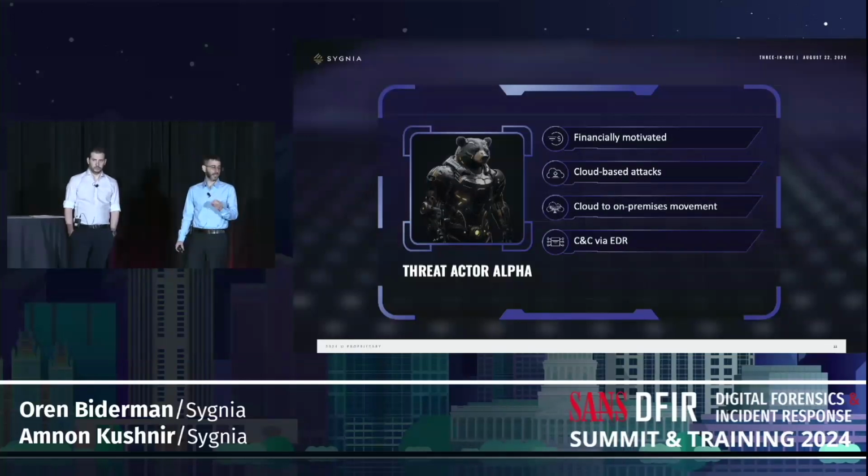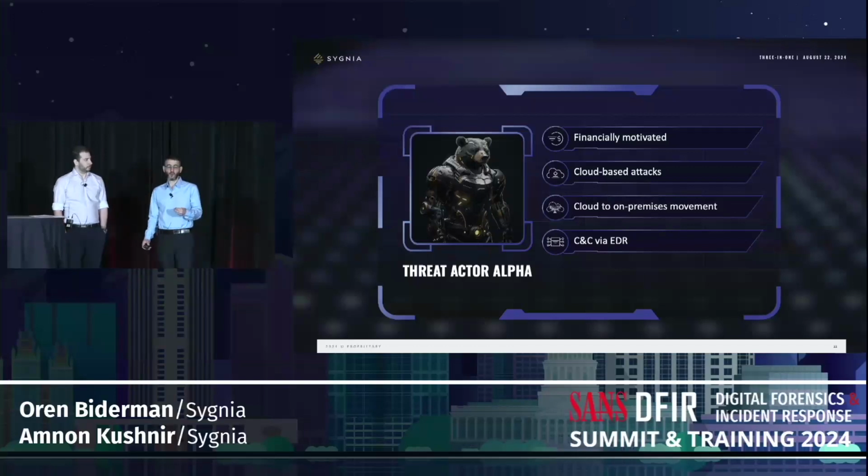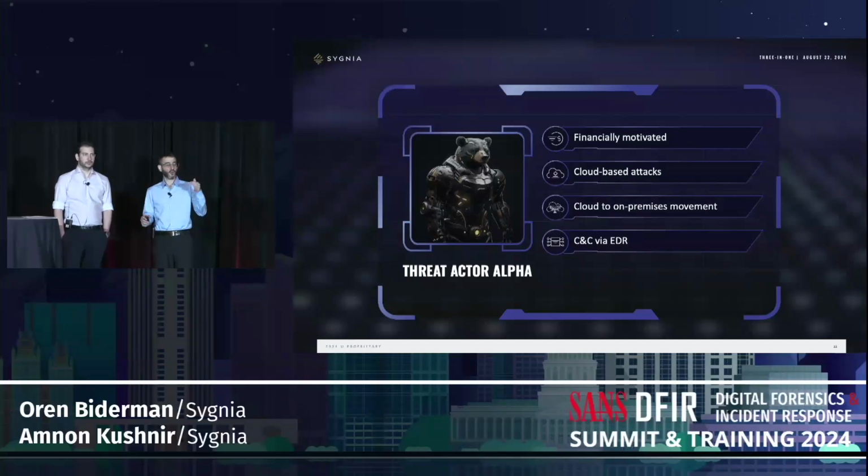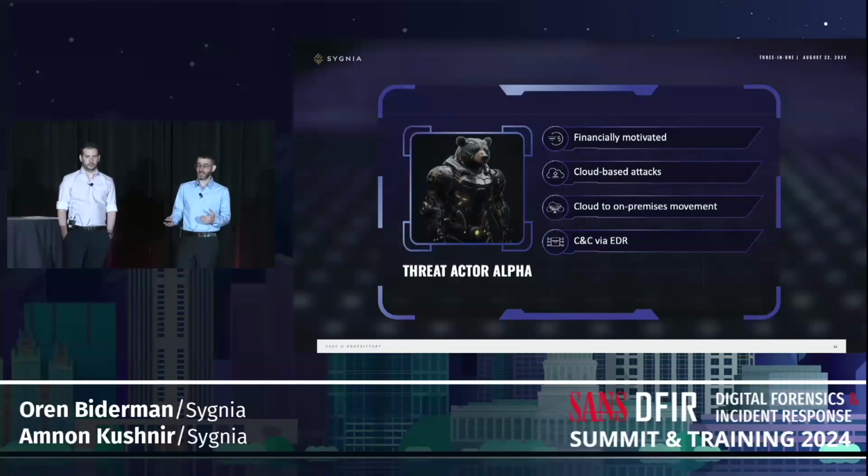Once in, threat actor alpha executed almost every cloud-based attack in the book. In addition, they collected IT-related documents. That information allowed them to understand how to connect to the organization's VPN. So they actually pivoted from the cloud to the on-premise environment via VPN using the privileged account. And once in the on-premise environment, they executed different attacks. One of the notable attacks that they used was to deploy an EDR as their CNC channel.